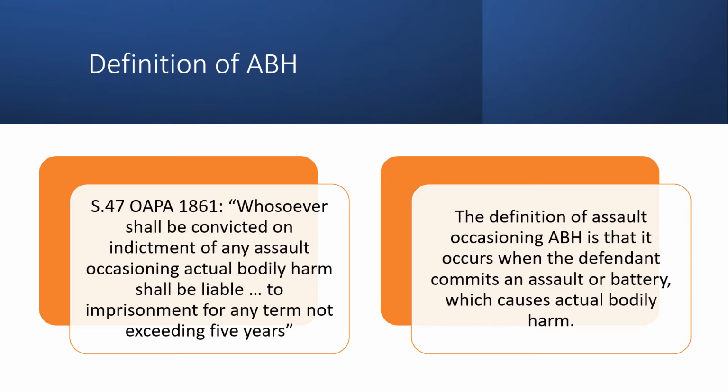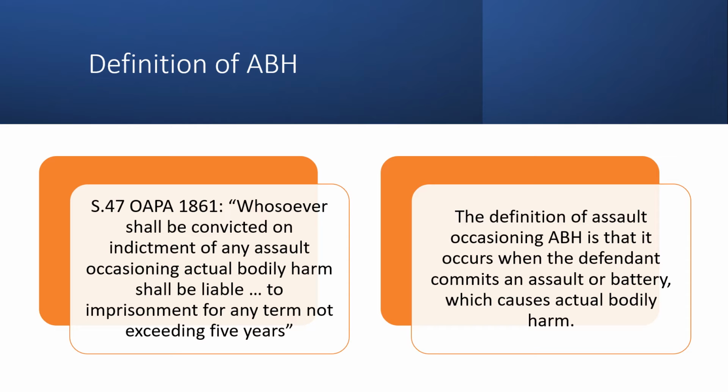So the definition of ABH does come from statute under section 47 of the Offences Against the Person Act 1861. It gives us: whosoever shall be convicted on indictment of any assault occasioning actual bodily harm shall be liable to imprisonment for any term not exceeding 5 years. So the definition of assault occasioning ABH is that it occurs when the defendant commits either an assault or battery which causes actual bodily harm.